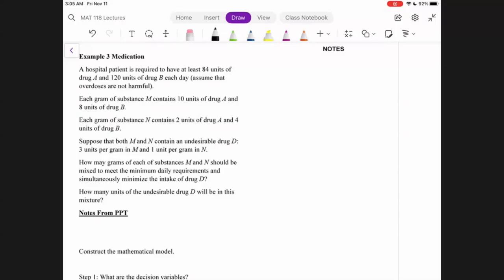Okay. So when you see this, it says how many grams of each substance. So this kind of reiterates that X would be the amount of M in grams, and Y is the amount of N in grams.